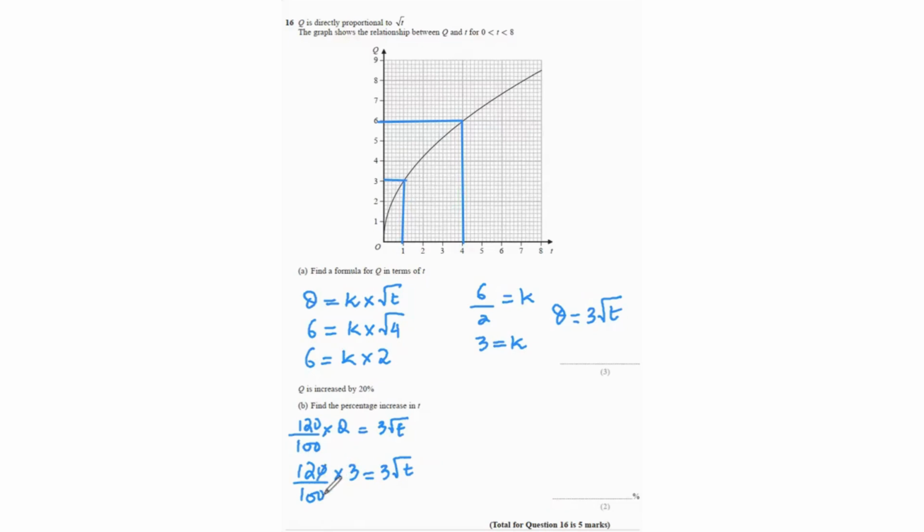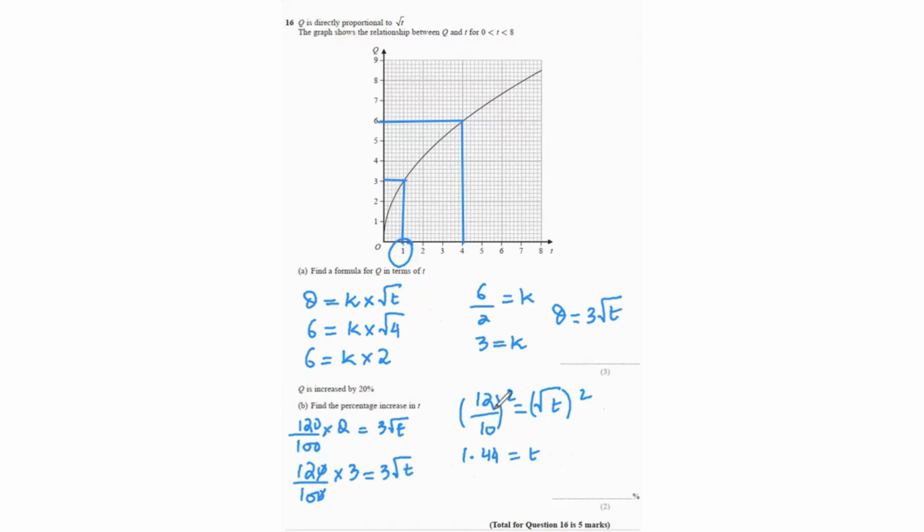Cancel out the zeros. 3 divided by 3 would also be 1. So it's 12 over 10 equals root T. Square both sides. So that's going to be 1.44 equals T. So the initial value of T that we chose was T equals 1. With the 20% increase in Q, we get T equals 1.44.